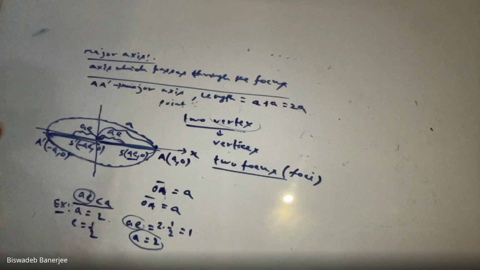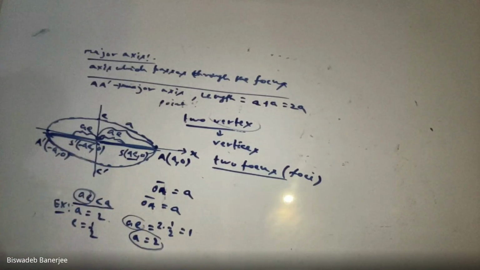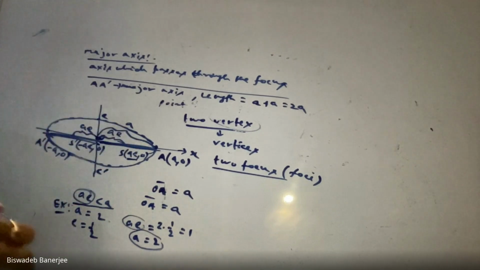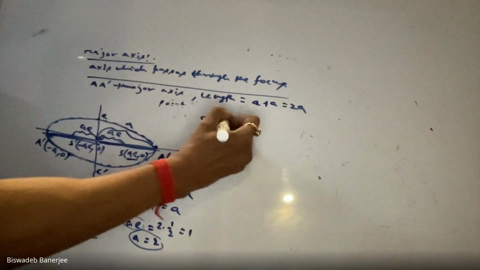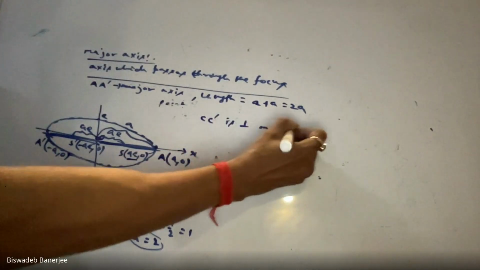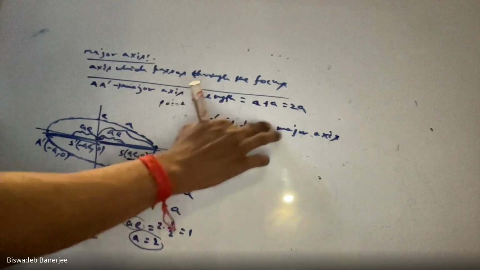Now consider this point as some C, C dash. Clearly CC dash is perpendicular on the major axis. You can easily see that. CC dash is perpendicular to this major axis. I'm writing here, CC dash is perpendicular on major axis.